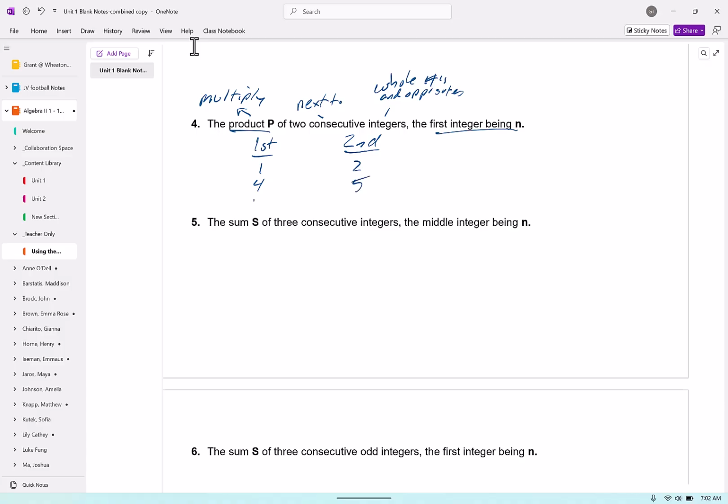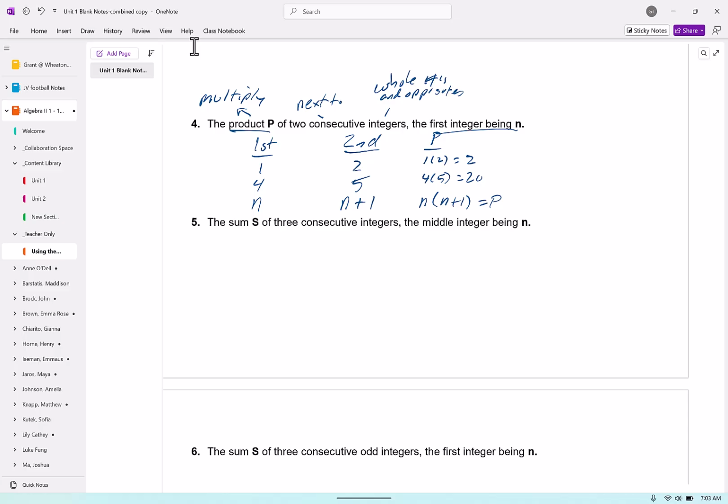All right, so if I had n, then we can see that from 1 to 2, it's just 1 more. From 4 to 5, it's just 1 more. It would simply be 1, or n plus 1. All right, so it says the product. So what I have to do now is multiply these things out. In this case, p would just be 1 times 2, which equals 2. This would be 4 times 5, which would equal 20. And this would be n times n plus 1 equals p.